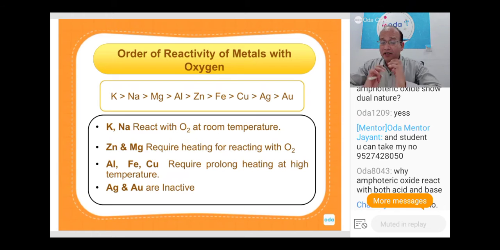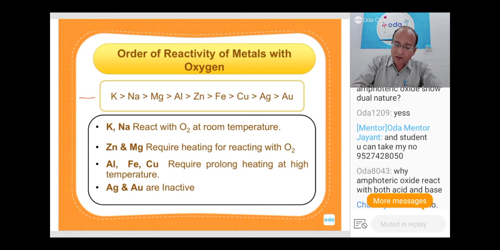Why do they have different reactivity? Because there are so many elements in the periodic table. Some have large size, some have small size. They have different numbers of electrons in their valence shell. And due to their different sizes and different numbers of electrons, their rate of reaction with air or oxygen will also be different. समझ में आया कि नहीं आया?